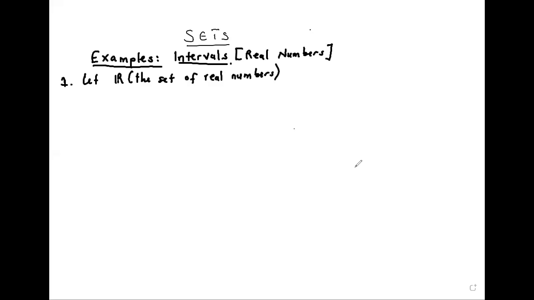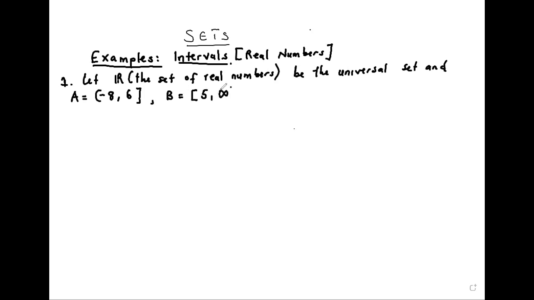So let R be the set of real numbers, the universal set. And let A be given as (-8, 6], and B be given as [5, positive infinity).